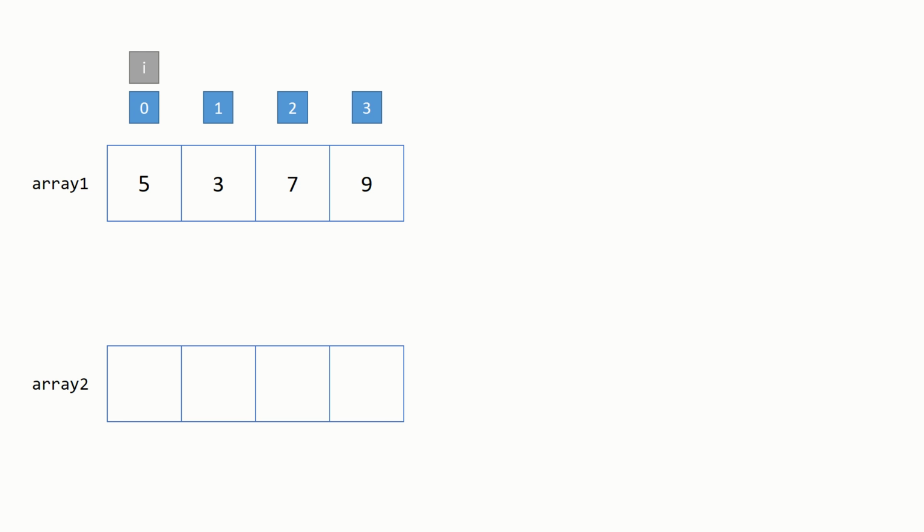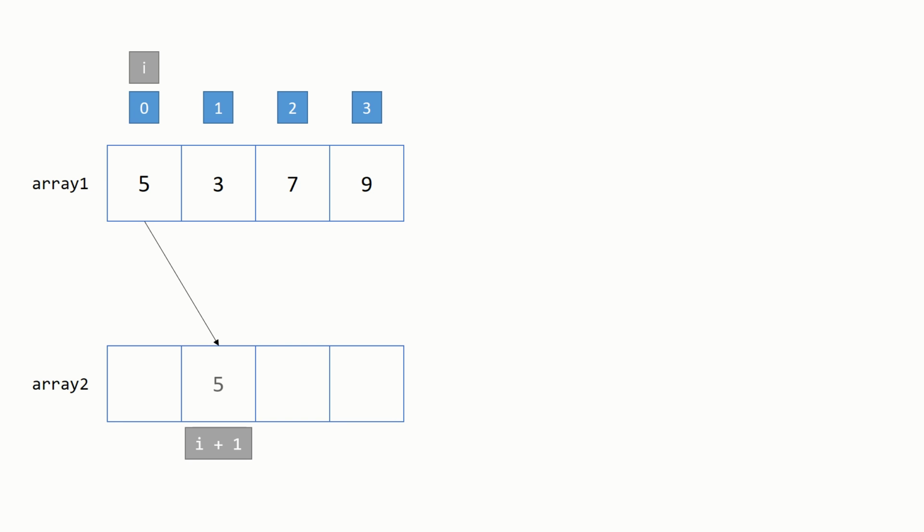I'll mark the first element of the array with the letter I. I will be used to mark the current element from array1 that we are accessing. Since we are accessing the first element in array1, I equals 0.